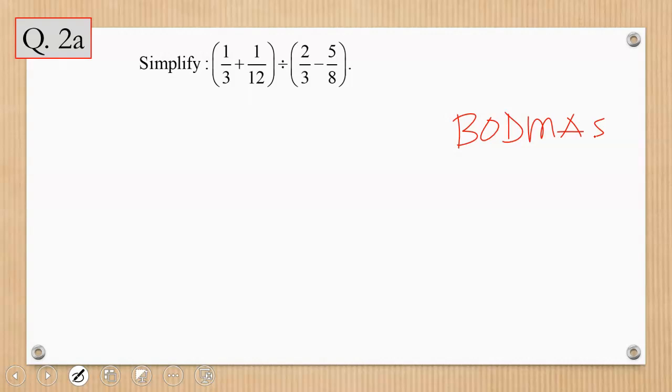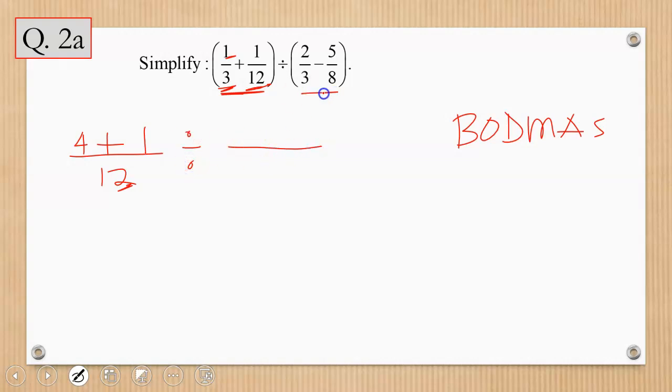So dealing with the bracket first, we'll find the LCM for each of the fractions in the bracket. So for the first one, the LCM will give us 12. And then we pick 3 to divide 12 as 4, times the numerator here, which will still give us 4. Plus 12 also divides 12 as 1, and 1 times 1 is 1. Then we bring our division sign.